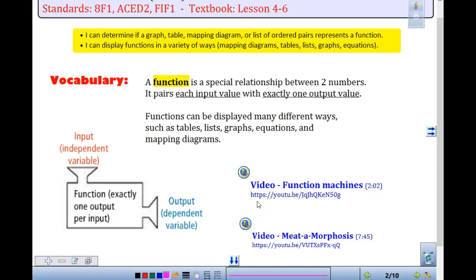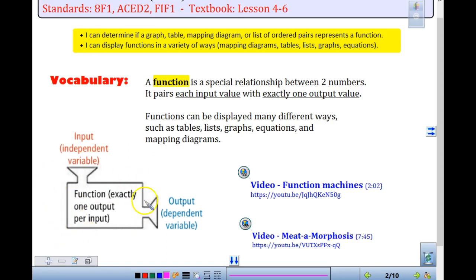We're going to be able to determine if a graph, table, mapping diagram, or list of ordered pairs represents a function or not, and to display the function a variety of ways. So a function is a special relationship between two numbers. It pairs each input value with exactly one output. Functions can be displayed many different ways, such as tables, lists, graphs, and equations.